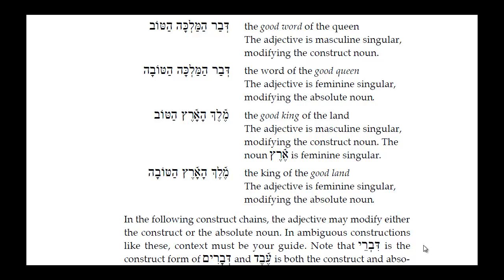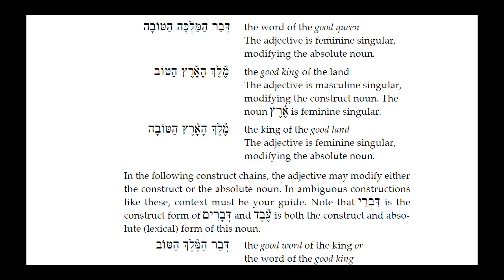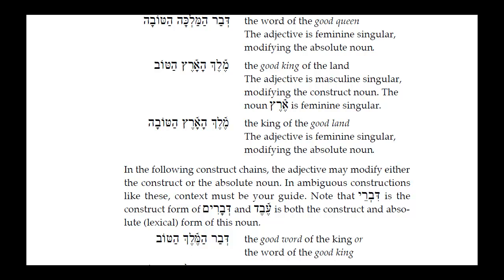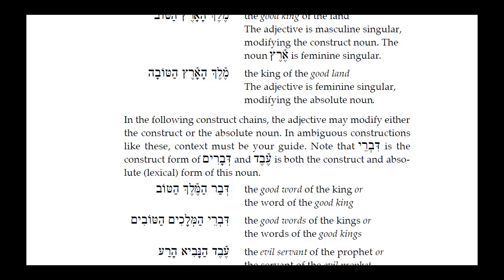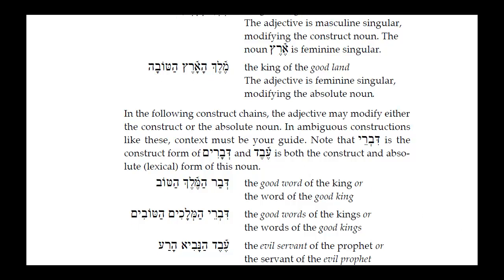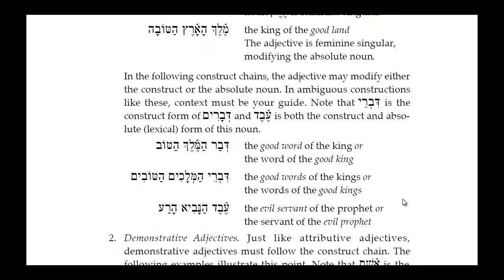Now in the following construct chains, the adjective may modify either the construct or the absolute noun. Sometimes there are ambiguous constructions like these, and context must be your guide. Note that divrei is the construct form of devarim, and eved, which is a singular noun, is both construct and absolute. That's what you're going to learn, that construct nouns in their singular form are both absolute and construct. But we'll get into that a little bit later on. All right, let's go ahead and look at these examples.